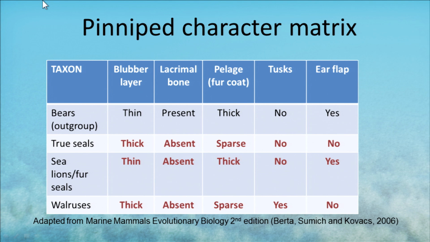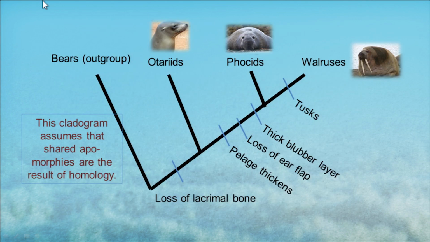Similarly, when we have true seals and walruses sharing a thick blubber layer, we make the assumption that they do so because they arose from a common ancestor that also had a thick blubber layer. And these assumptions, therefore, are noted in our cladogram, or our evolutionary tree that we created for these 3 families. If you notice here in the tree, we take a look at the character loss of lacrimal bone. We put it way down there, which says it happened one time in evolution, and therefore all descendants, which include the otariids, the phocids, and the walrus, also have lost that lacrimal bone.